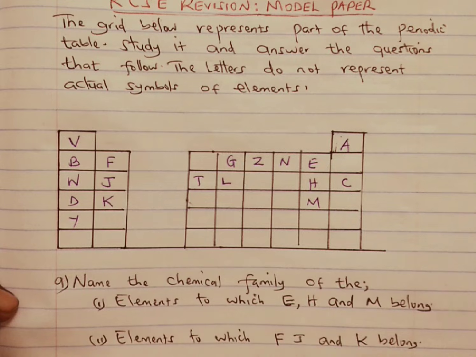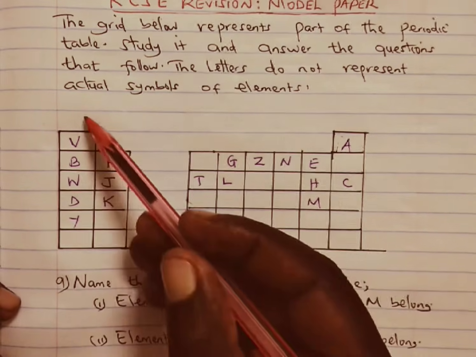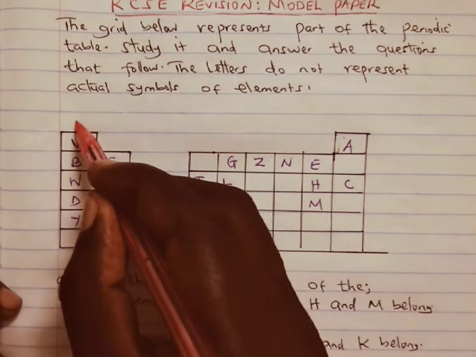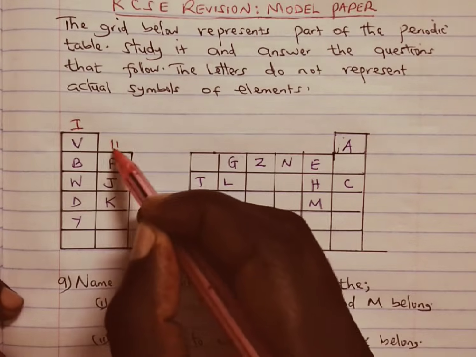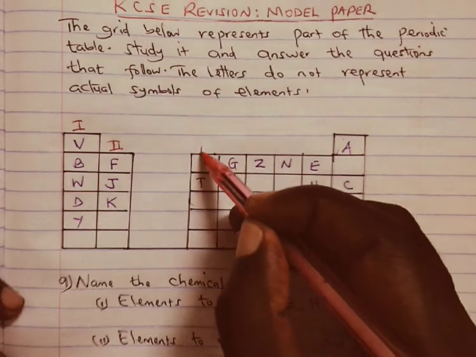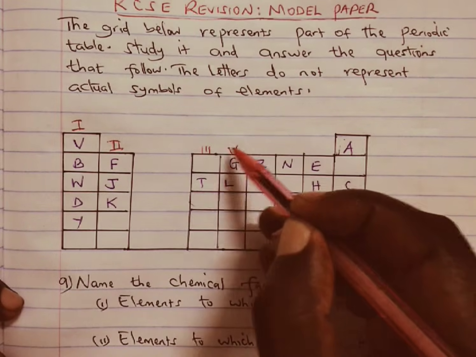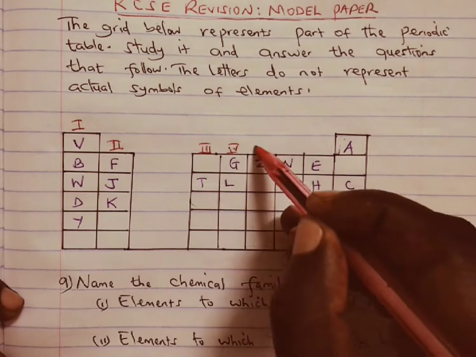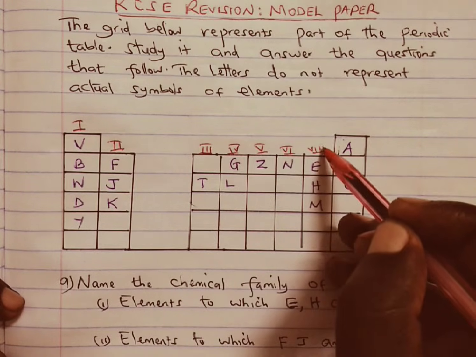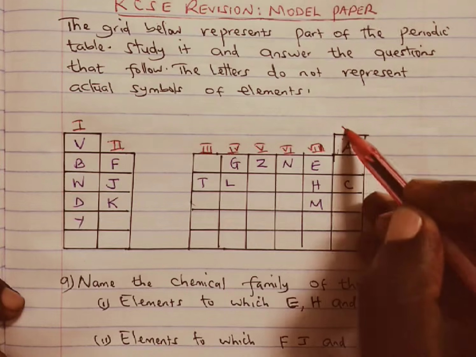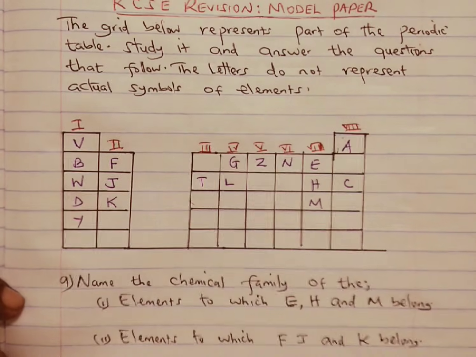From this periodic table, we know the first column represents elements in group 1. The second column represents elements in group 2. Then this is group 3. We have group 4. We have 5. We have 6. Group 7. And lastly, we have group 8 elements.